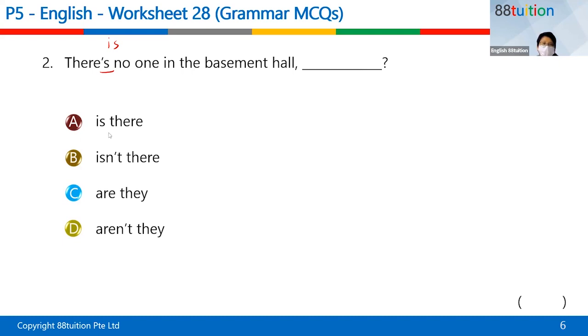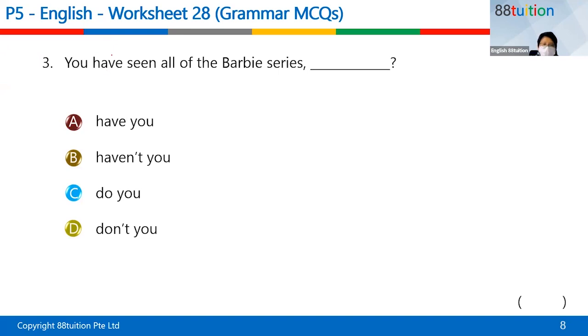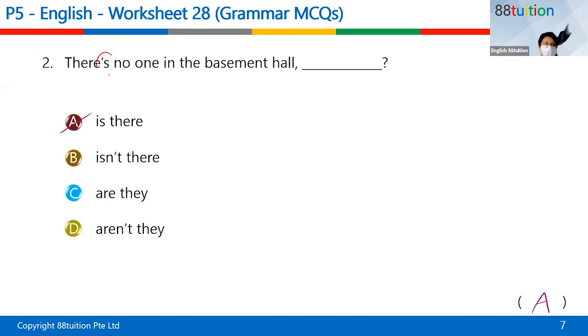A. Okay, so let's check it out. Is it A? Yes, correct. Your answer is correct, because of the word no in there is no one in the basement hall. It's a negative, therefore the tag will be a positive. So therefore, this will be your answer. Okay, so far so good. Quite straightforward.